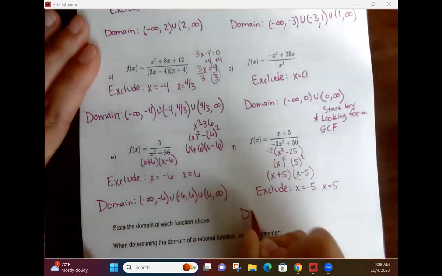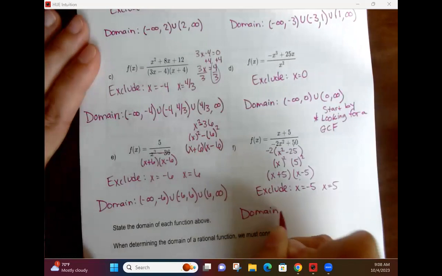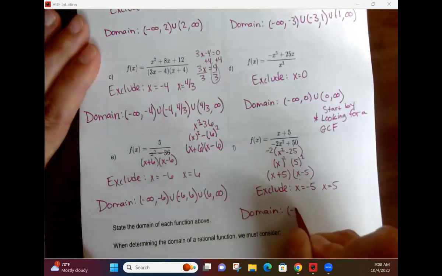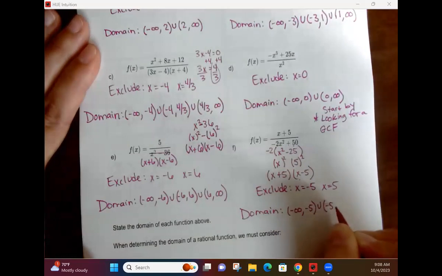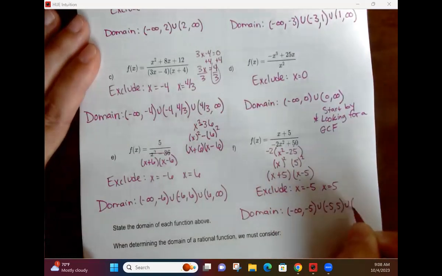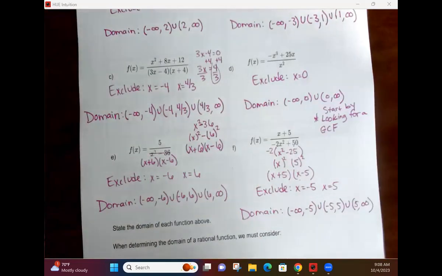So my domain would be negative infinity to -5, and then -5 to +5, and then +5 to infinity, anything bigger than +5.